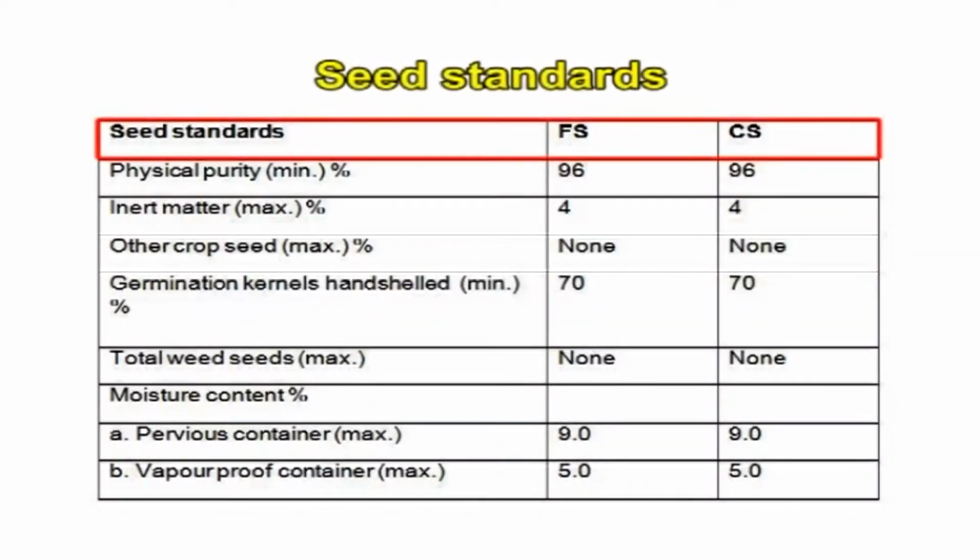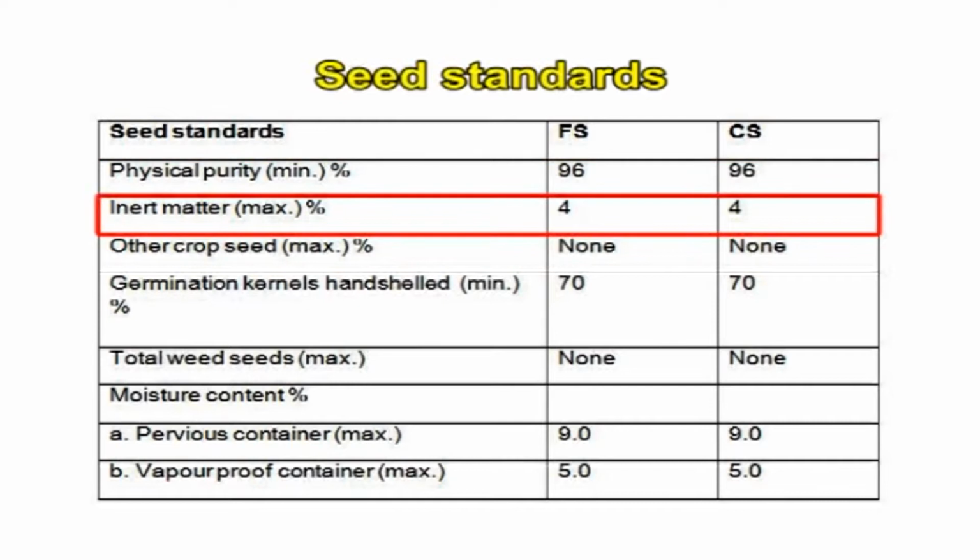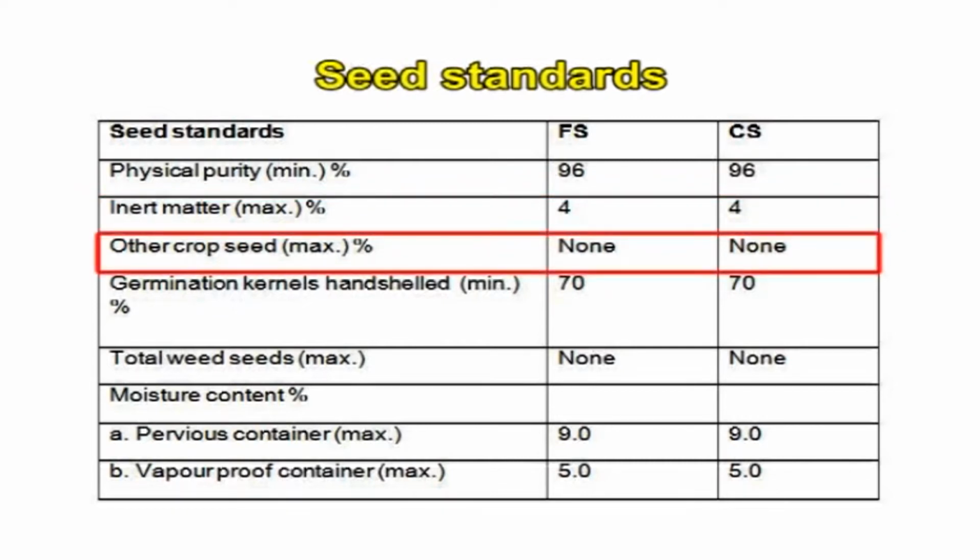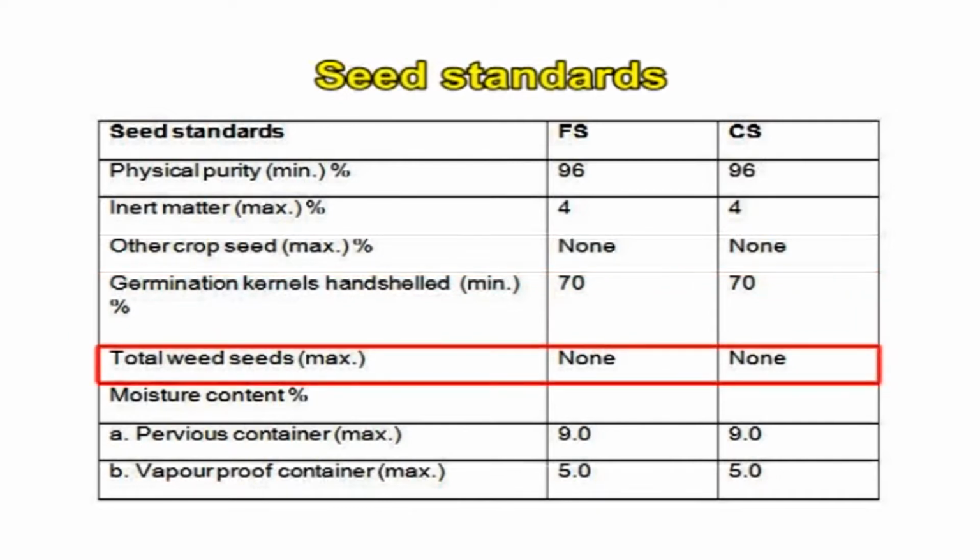Seed standards in case of foundation seed and certified seed. Here, for physical purity, the minimum for foundation seed production and certified seed production should be 96%. In case of inert matter, the maximum permissible limit for foundation seed and certified seed is 4%. Then other crop seeds, the maximum permissible limit is none in foundation seed production and certified seed production. The germination for foundation seed production and certified seed production should be minimum 70%. The total weed seeds should be none in case of foundation seed production and certified seed production.